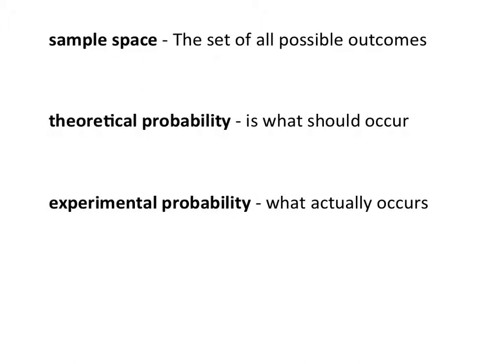Sample space, the set of all possible outcomes. Like on a die, it has 6 sides, 6 numbers, so there's 6 possible outcomes. Of course, this changes when they introduce a second die, and now we have 36 possible outcomes when we introduce 2 dice. Then there are 2 different types of probability. Theoretical is what should occur, and experimental, what actually occurs. So we can predict something based on the math, and after we do our experiment, something completely different happens.